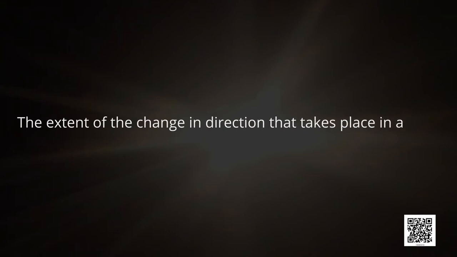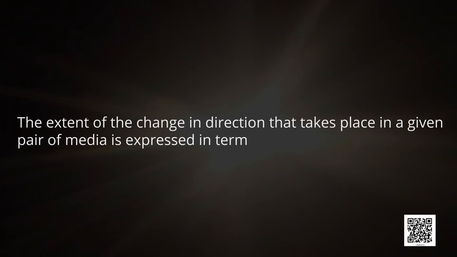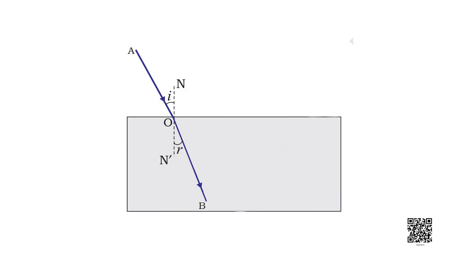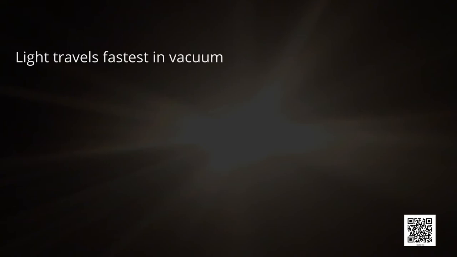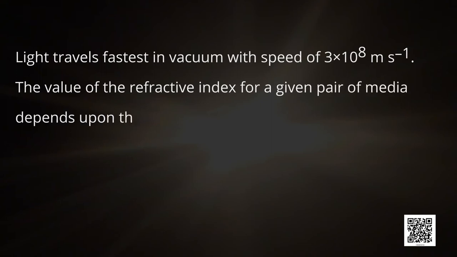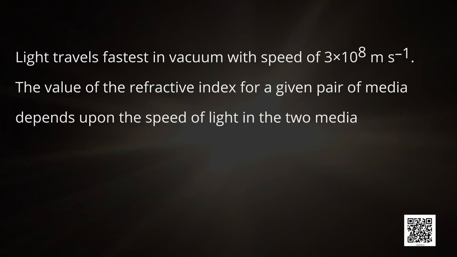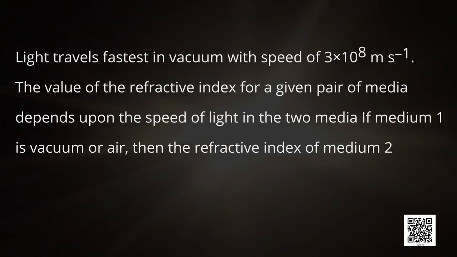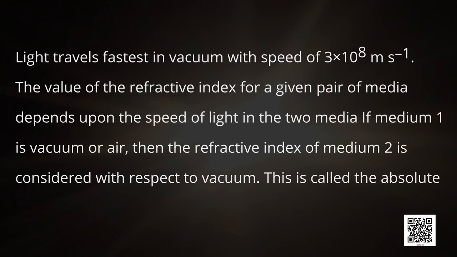The extent of the change in direction that takes place in a given pair of media is expressed in terms of refractive index. We have learned that light travels with different speeds in different media. Light travels fastest in vacuum, with a speed of 3 into 10 raised to the power 8 meters per second. The value of the refractive index for a given pair of media depends upon the speed of light in the two media. If medium 1 is vacuum or air, then the refractive index of medium 2 is considered with respect to vacuum. This is called the absolute refractive index or only refractive index.